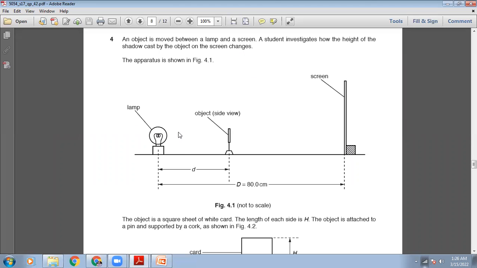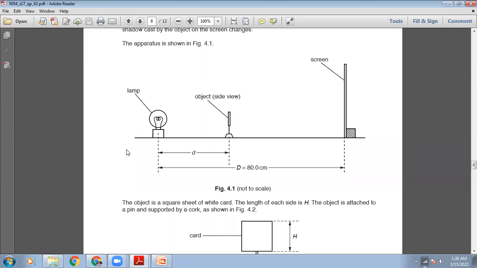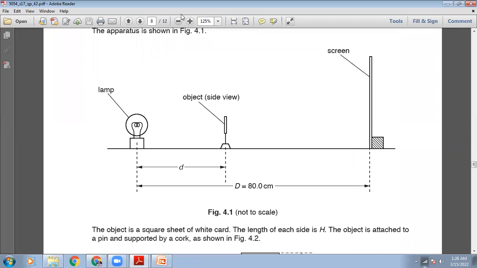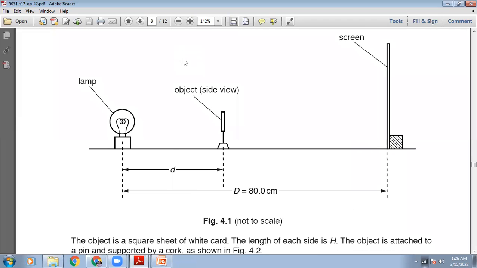The distance between the screen and the lamp is 80 centimeter and is represented with the capital D. The distance between the object whose shadow is formed on the screen and the lamp is represented with the small d. So this is the diagram. I hope you understand this diagram. Let me make it bigger so that it makes more sense to you.